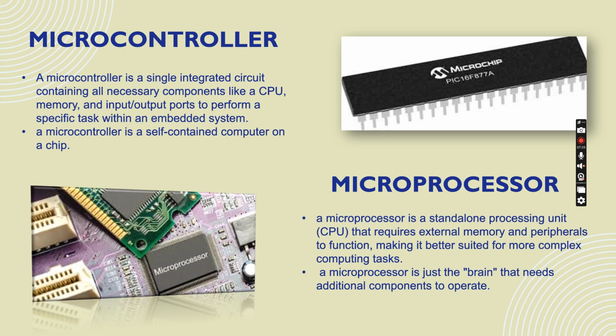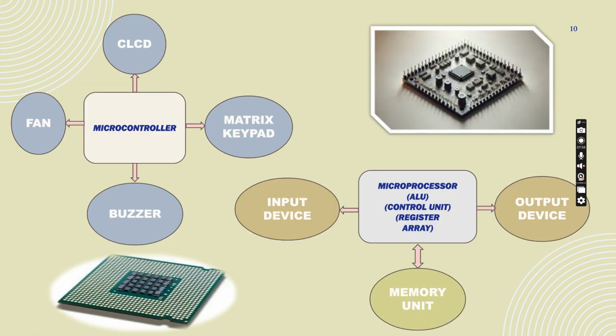That means a microcontroller is a single integrated circuit containing all necessary components like CPU, memory, and input output ports to perform specific tasks within an embedded system. A microcontroller is a self-contained computer on a chip. So we use PIC16F877, a microcontroller. Then a microprocessor is a standalone processing unit, a CPU, which requires external memory and peripherals to function, making it better suited for more complex computing tasks. So a microprocessor is just like a brain which needs additional components to operate. So here are basic block diagrams of microcontroller and microprocessor.